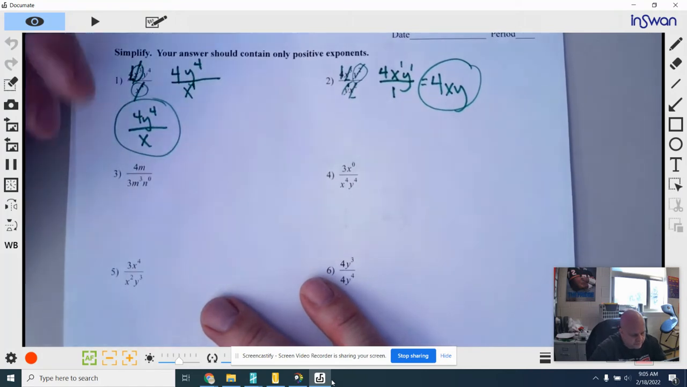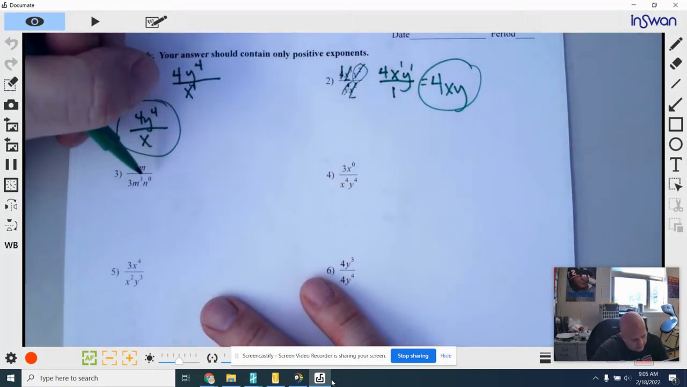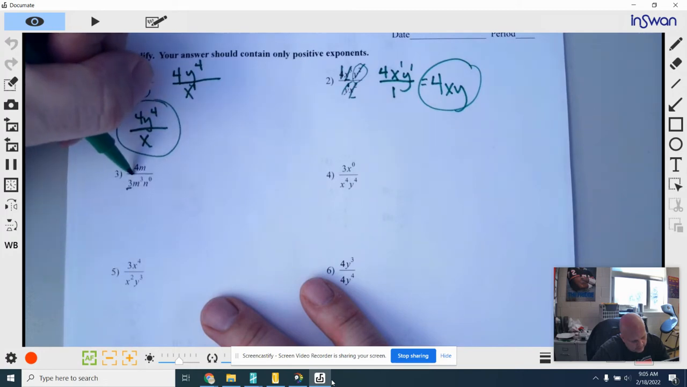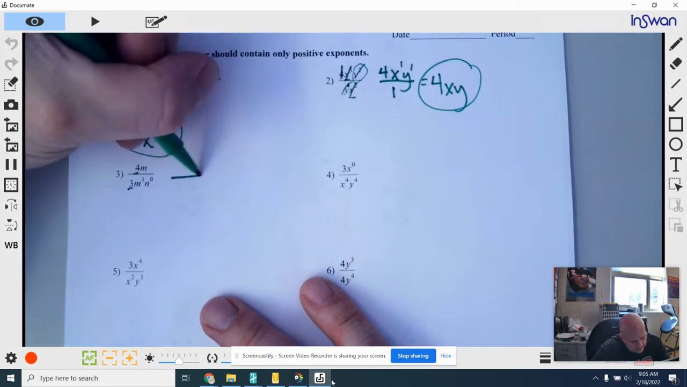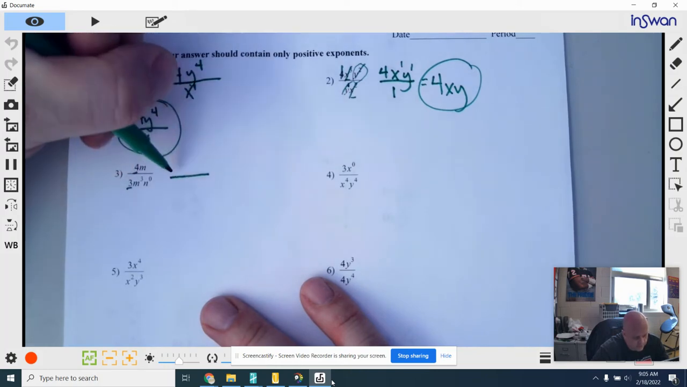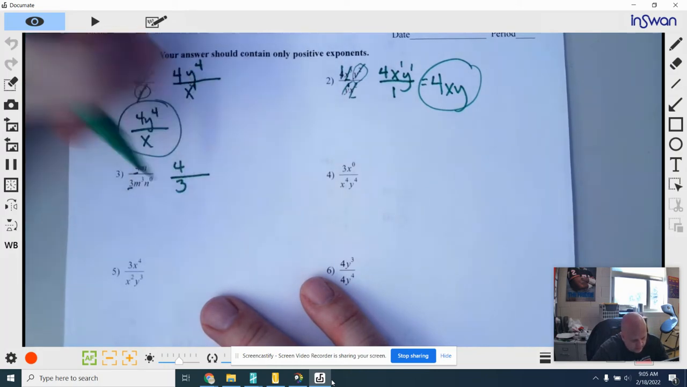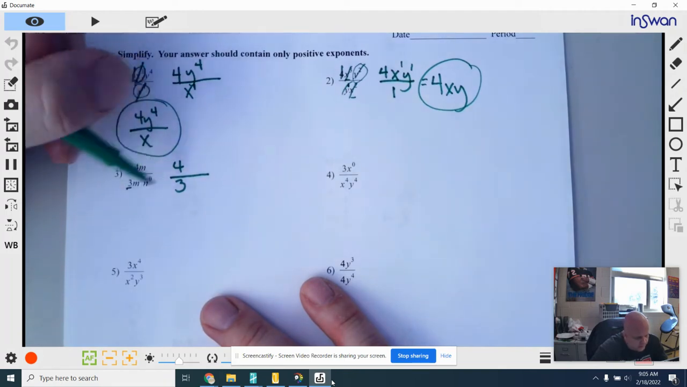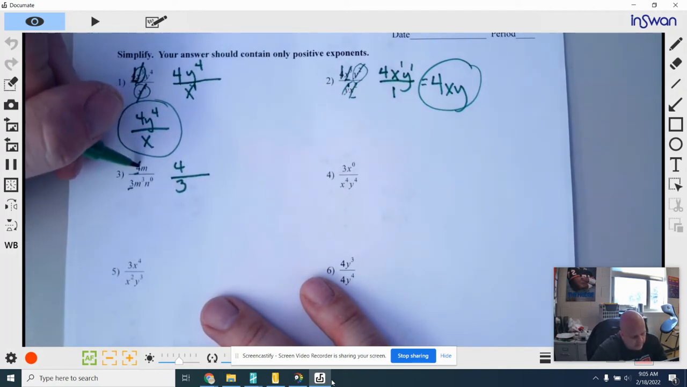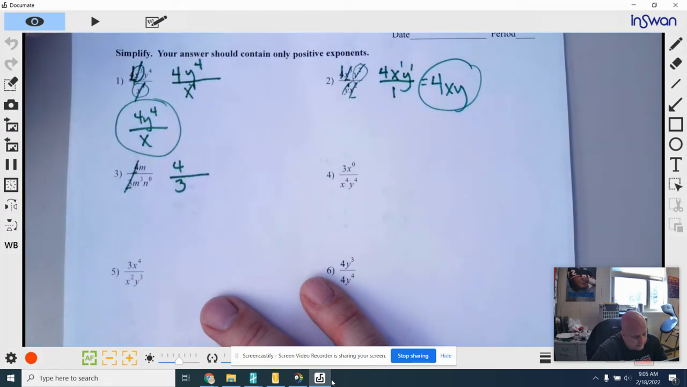Okay, number 3. So on number 3, look at your whole numbers. We have 2 of them. We got 1 on the top, 1 on the bottom. And so then I say, okay, does 4 over 3 reduce? No, it doesn't. So I'm just going to rewrite those numbers there. All right, I'm not going to convert that to a mixed number. I'm going to leave it as an improper fraction. So I'm going to cross those off so I know I used them.